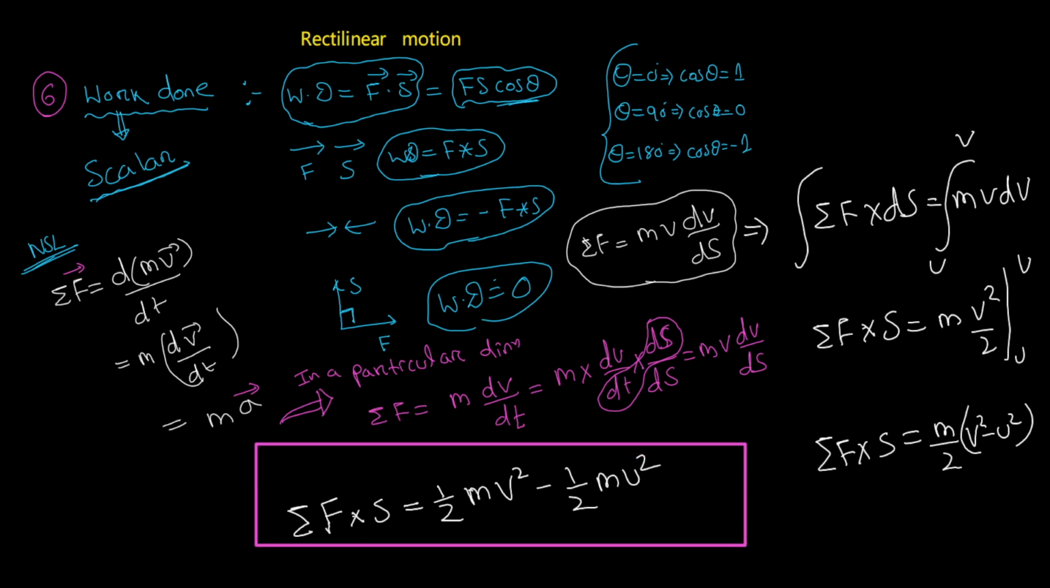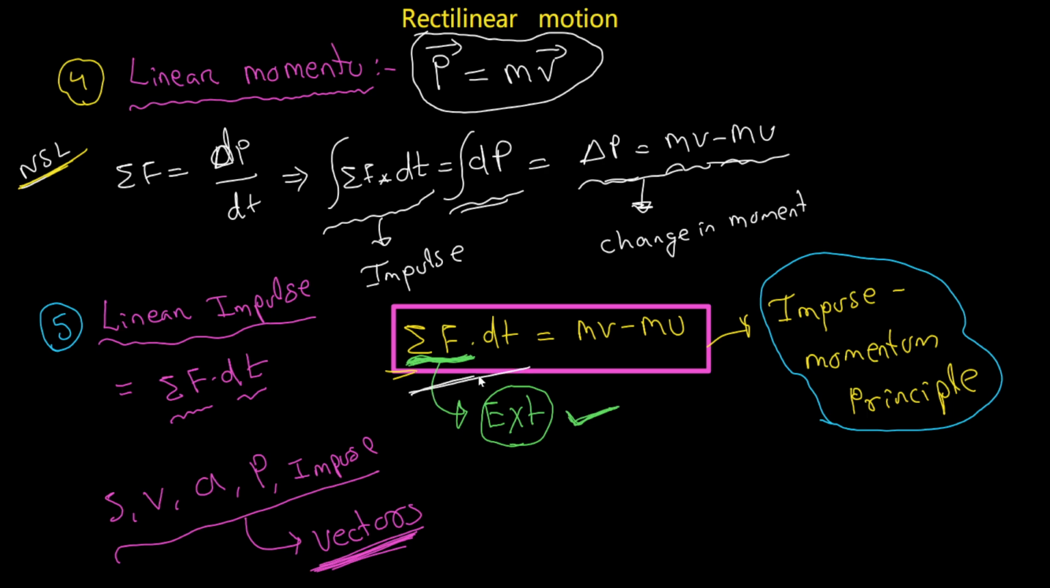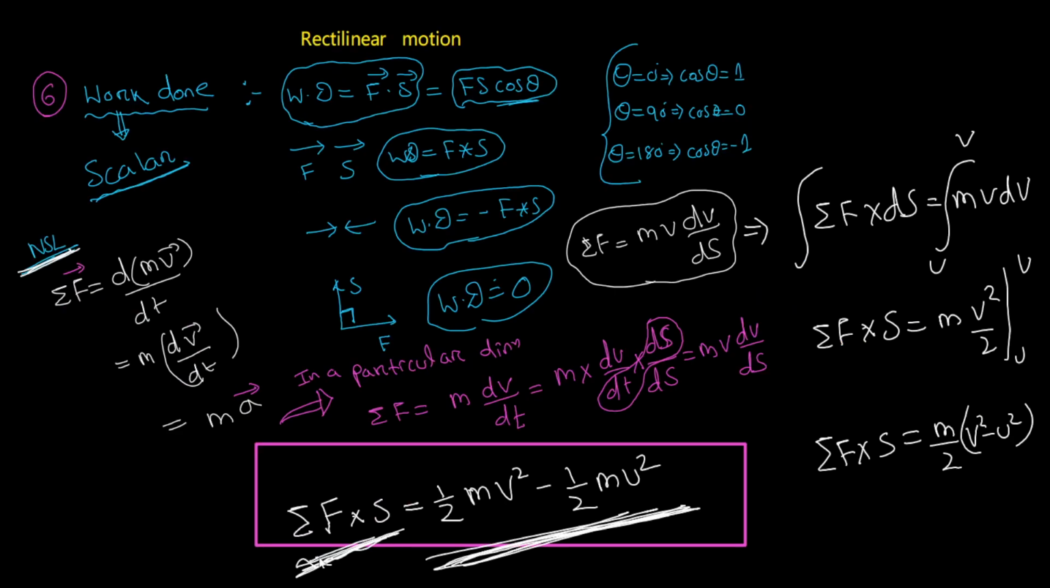Okay, so what I'm saying, the work done, the force into displacement, work done is equal to change in kinetic energy. So this one is a principle. How we derive? From Newton's second law itself. So it is nothing but another form of Newton's second law. Okay, so the net work done is equal to change in kinetic energy. In the first principle, net impulse, linear impulse, is equal to change in momentum. Okay, so the second one we got, work done is equal to change in kinetic energy. Okay, so this one was work done.